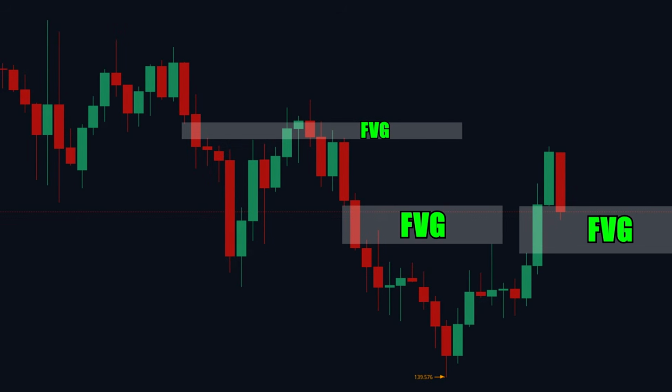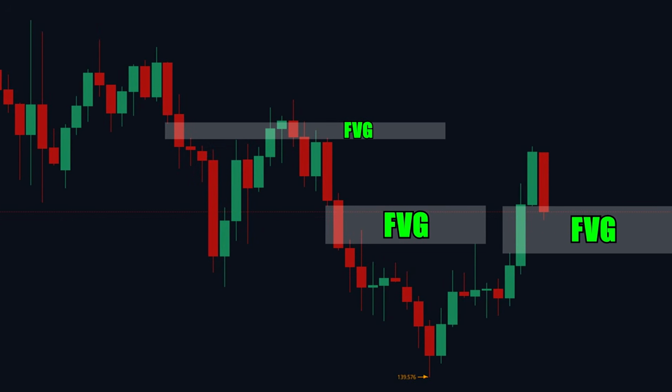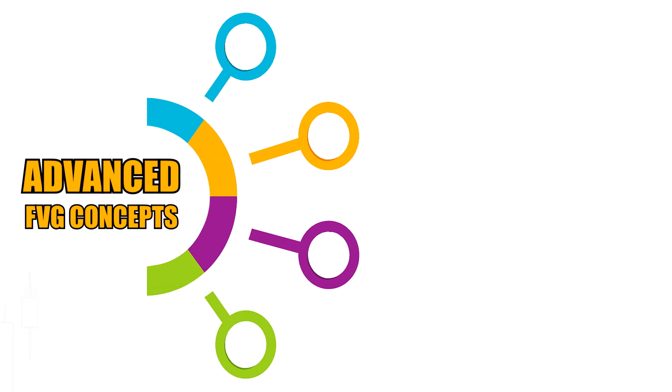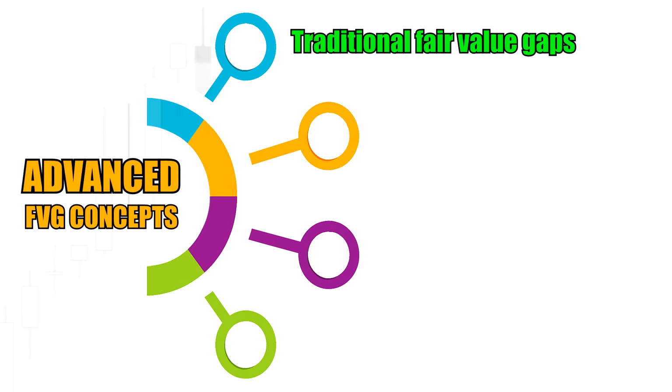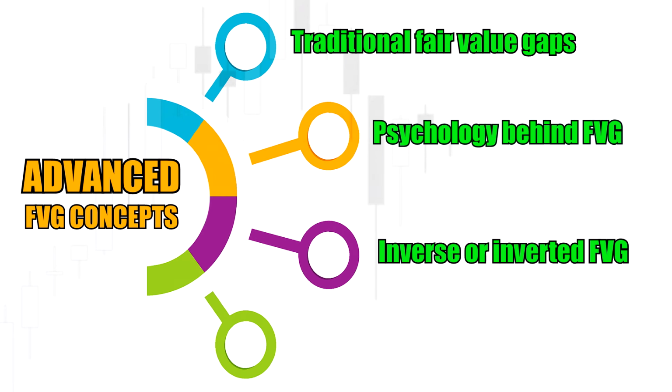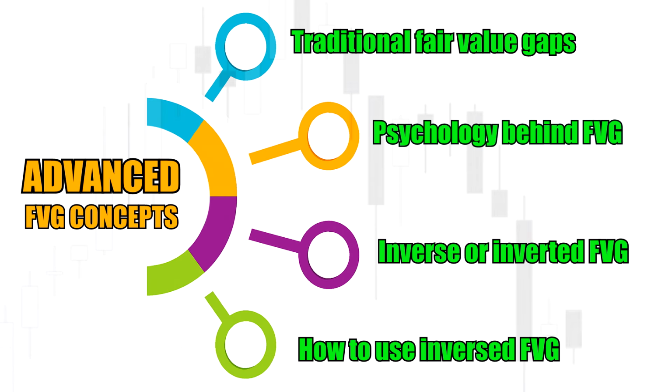Now, we've already put out a few videos explaining the basics of fair value gaps and how they appear in market structure. But today's video takes a new angle. We're going to explore advanced FVG concepts, details that are often missed or overlooked. First, we'll quickly revisit the structure of traditional fair value gaps and their variations. Then we'll dig into the psychology that drives price to revisit and often reverse at these levels. But the real spotlight today is on a more specialized concept: inverse or inverted fair value gaps. You'll learn what they are, how to spot them on the chart, and most importantly, how to use them to your advantage in real trading situations.